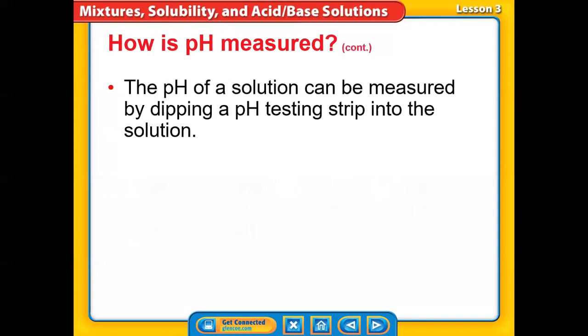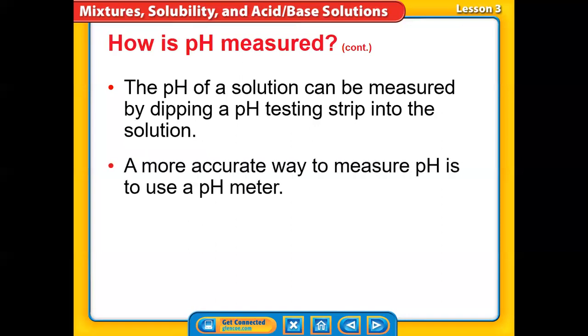The pH of a solution can be measured by dipping a pH testing strip into the solution. There is something called the pH testing strip. These are paper strips that change their color according to the pH. Litmus paper is also one of these strips, and we have red litmus paper and blue litmus paper. The red one, once added into an acid, doesn't change color, but once added into a base, it turns blue. And the blue litmus paper, once we put it in a base, doesn't change, it's still blue, but once we put it in an acid, it turns red.